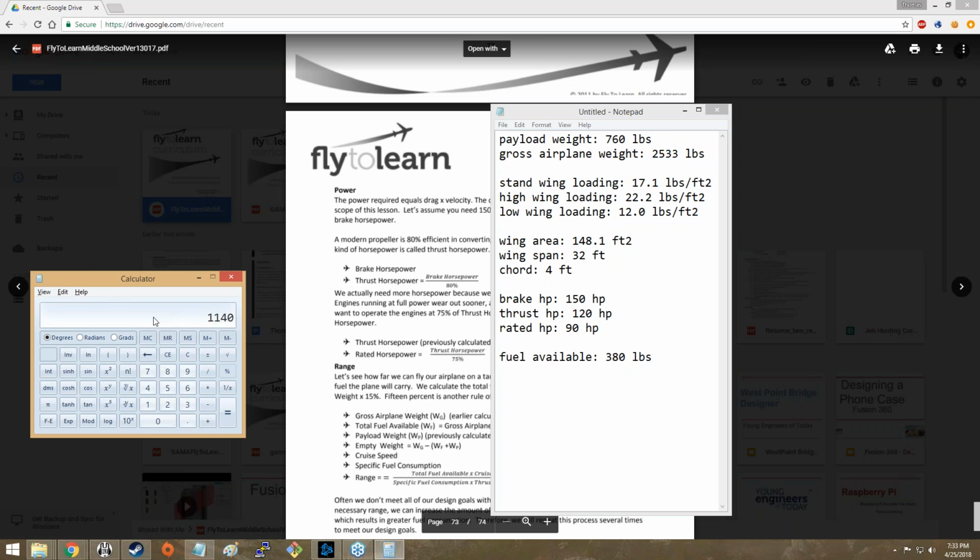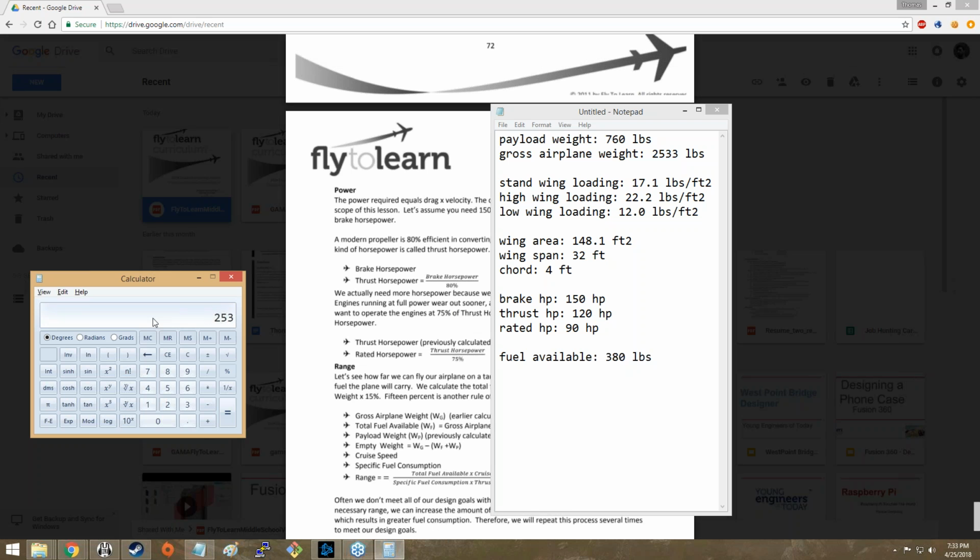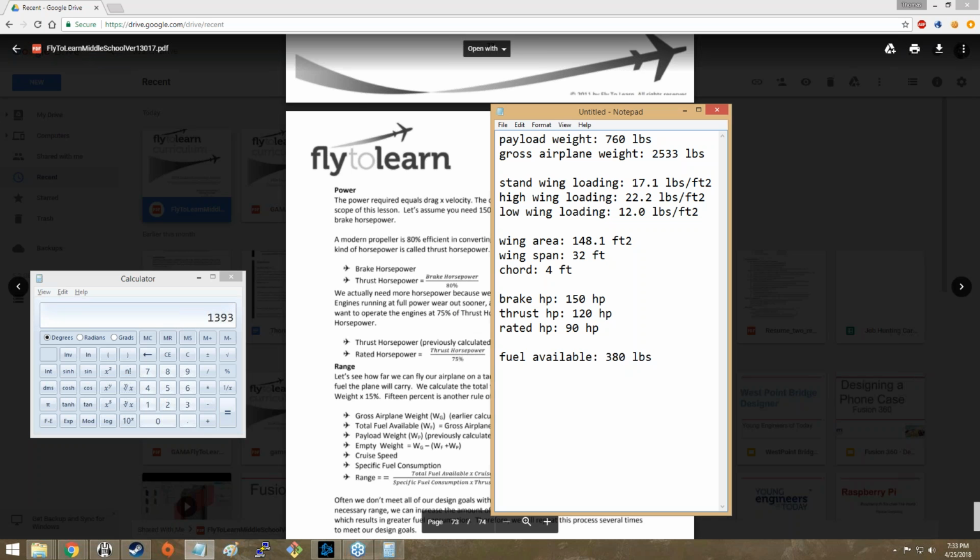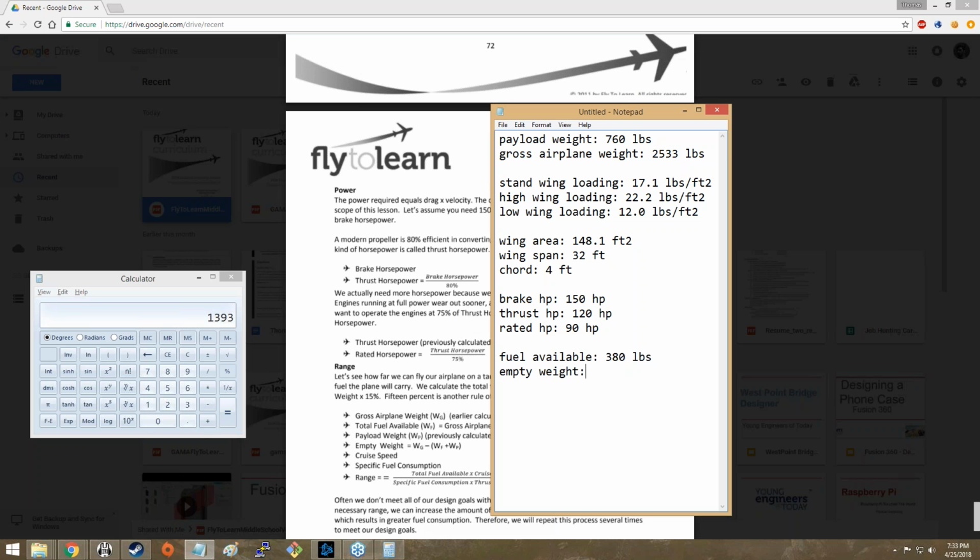So 2,533 minus 1,140 gives us an empty weight of 1,393 pounds.